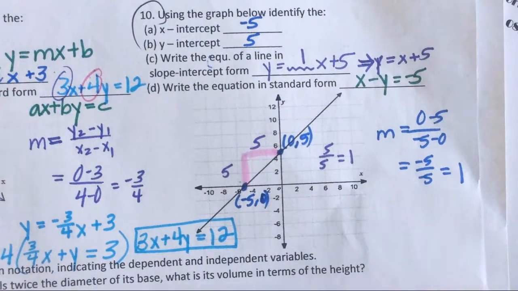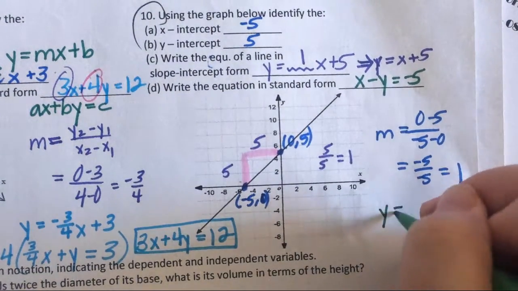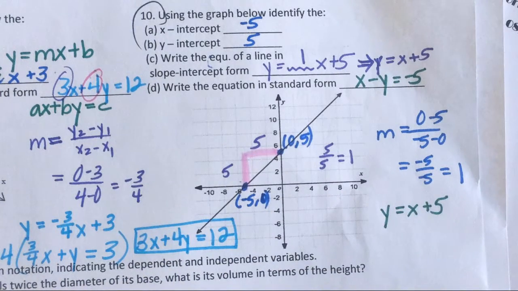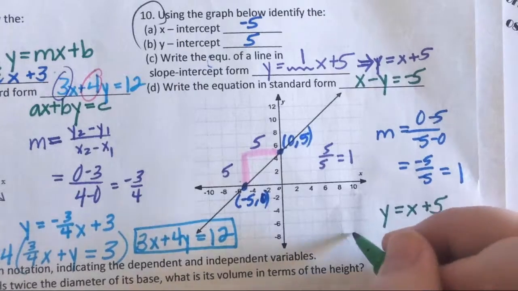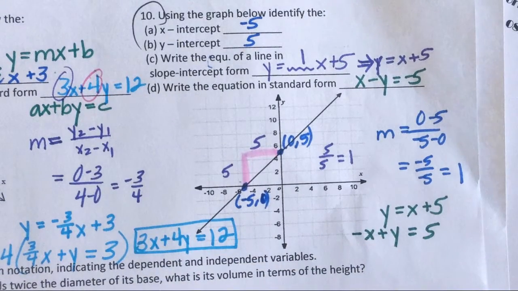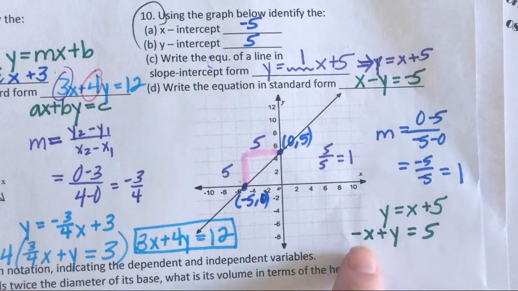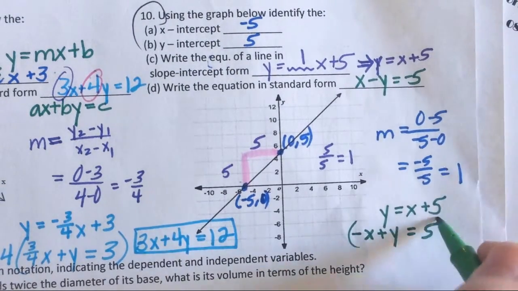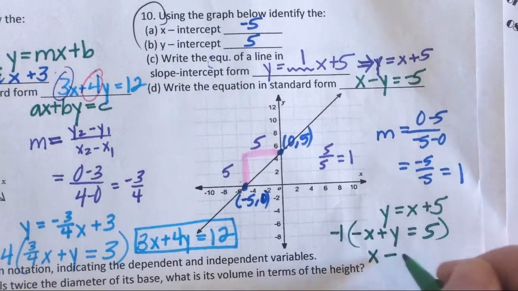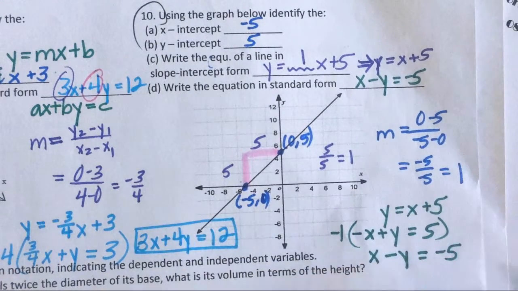Okay, the answer is x minus y equals negative 5. For those of us who don't know how you got it, let's go over it. So it was like this in slope-intercept. He subtracted x from both sides and had negative x plus y equals 5. But you heard me say that we can't have a negative a value. So he multiplied everybody by negative 1. And he got x minus y equals negative 5.